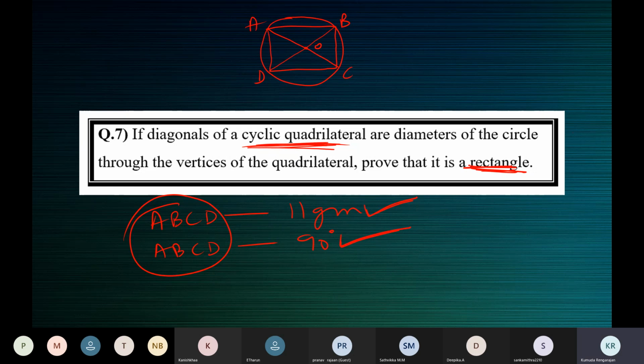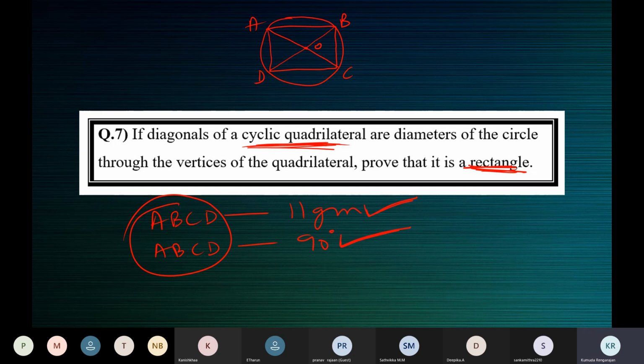It's given that BD is a diameter. We are not assuming. BD is a diagonal of the quadrilateral. See, there are two figures here. One is the quadrilateral ABCD and the other is a circle with center O. Now these line segments AC and BD are doing double roles. AC is the diagonal for the quadrilateral and the diameter for the circle. BD is the diagonal of the quadrilateral and the diameter for the circle.